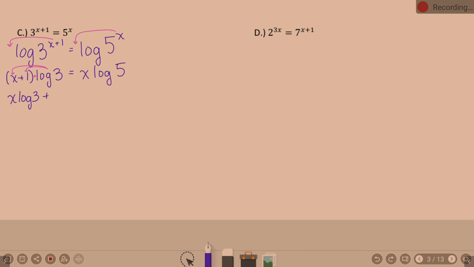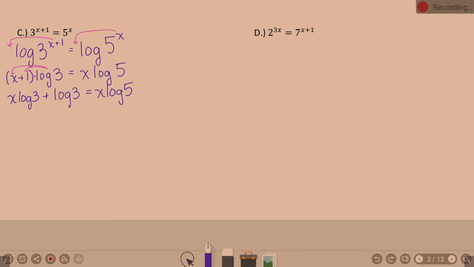Yeah, just 1 log of 3 or log of 3. On the right, I still have the x log 5. Okay. We're trying to solve for x. We need the x's where? Together. How do I get the x's together? We need them on the same side. I have an x term on the right. Can I make this x term move to the right?